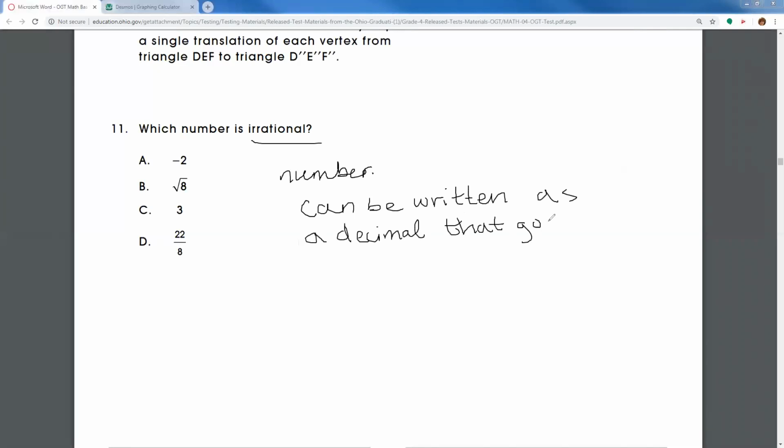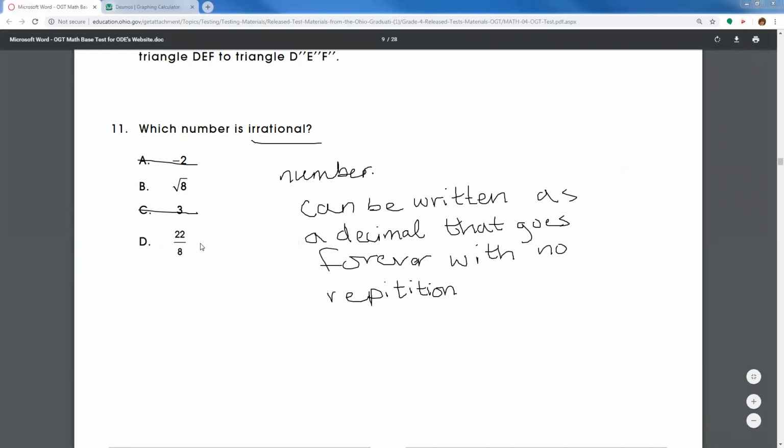Goes forever with no repetition. So on a problem like this where they want you to define a number, it can help to change them into decimals. It goes forever with no repeats. So it's definitely not A or C. Those are not decimals at all. But let's check out B and D and see what they are when they are written as decimals.